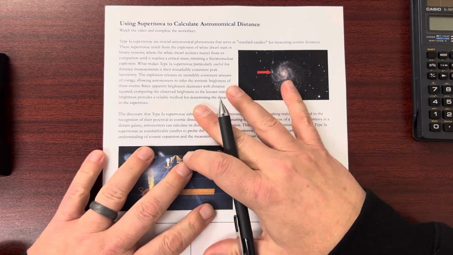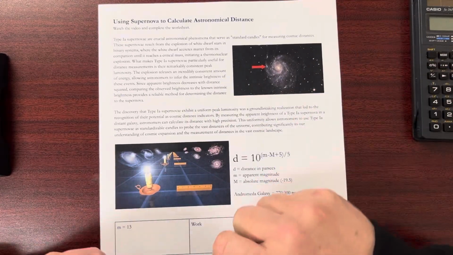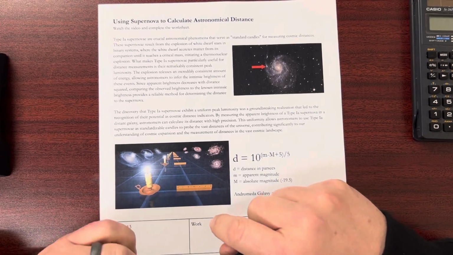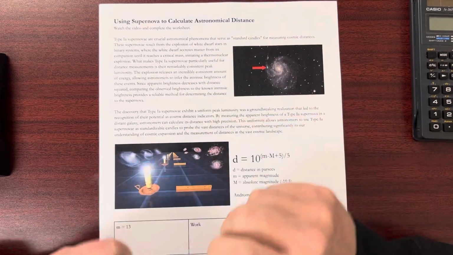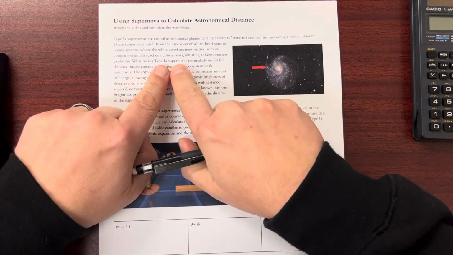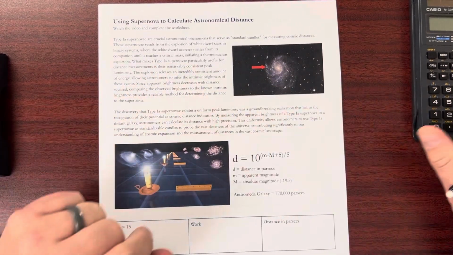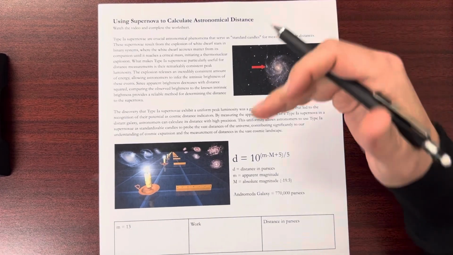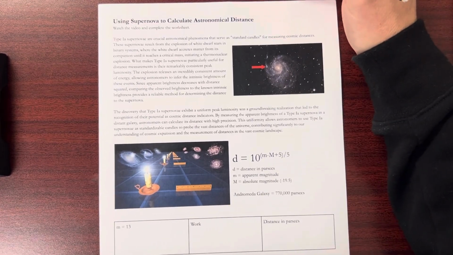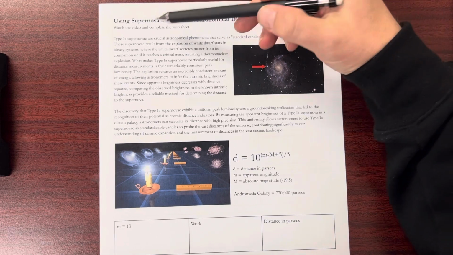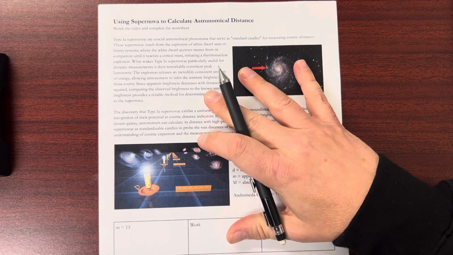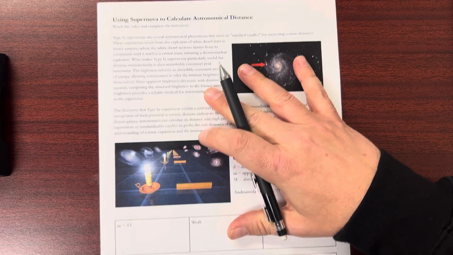Hello, I'm going to go over this worksheet using Supernova to calculate astronomical distances. It talks about this idea here, that there are certain types of supernova, type 1a, that scientists have used for a long time to determine the distance to a galaxy that the supernova is found in. And the concept is fairly straightforward.